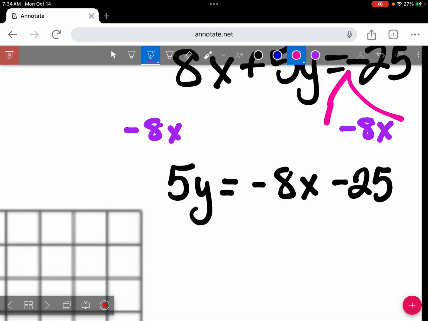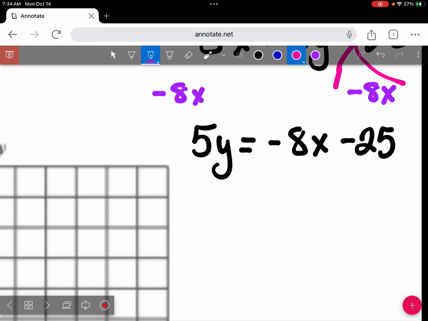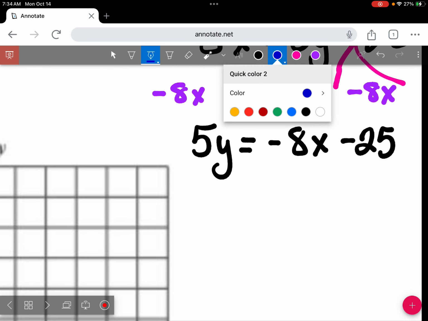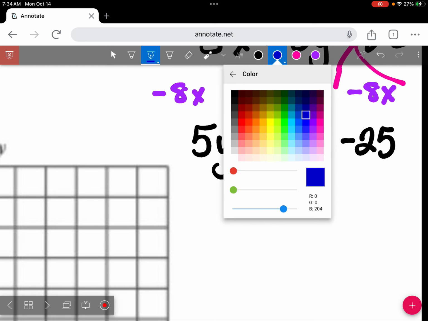So what do we need to do next? But it's a negative.